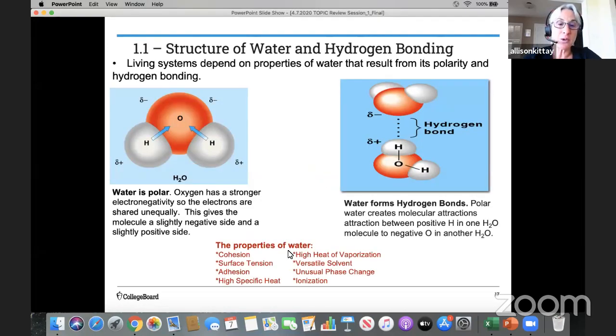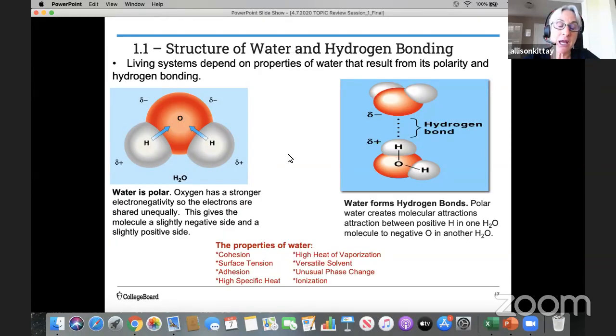When we see those symbols, in this image we see this funny D right here, which is the Greek letter delta. This delta is the symbol for a partial charge. And you can see that the water molecule has 2 partial negative charges and 2 partial positive charges.